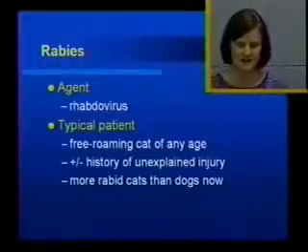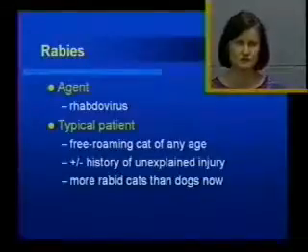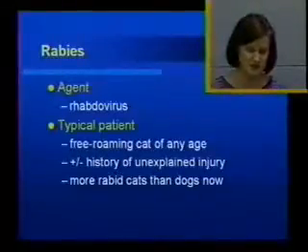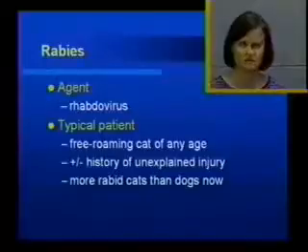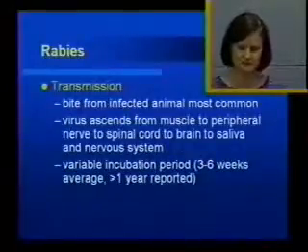And now in the United States, since widespread vaccination of dogs against rabies has reduced the incidence of rabies in that species, there are now more rabid cats than dogs. Transmission is by bite from an infected animal.